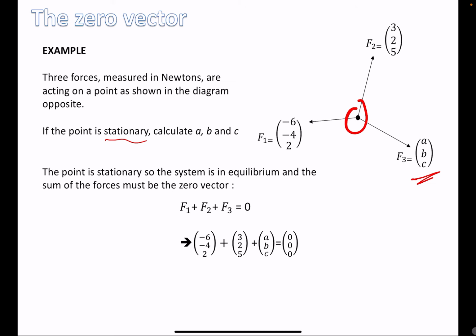And then this just becomes basically an equation, okay? Because we can say that minus 6 plus 3, which is minus 3, plus whatever A is, must equal 0. And then likewise with the next two rows. And then it's just a case of solving each one individually. A is going to have to equal 3, B is going to have to equal 2, and C is going to have to equal minus 7, okay? If you are asked to find the values of A, B, and C as we are, we can leave it like that. If you're asked to write it as a vector, then make sure you do.